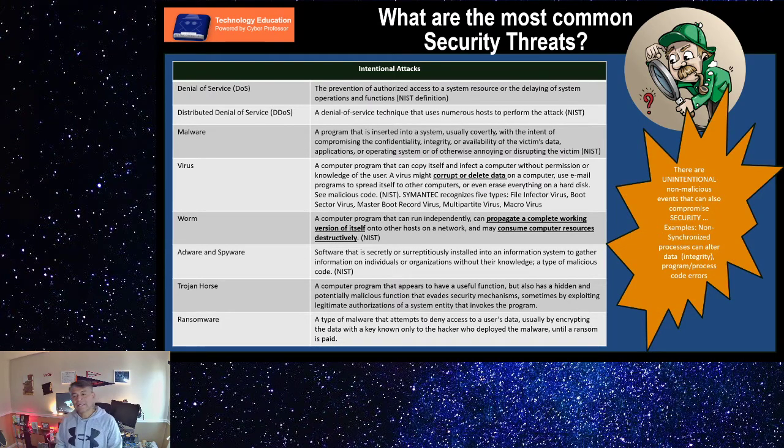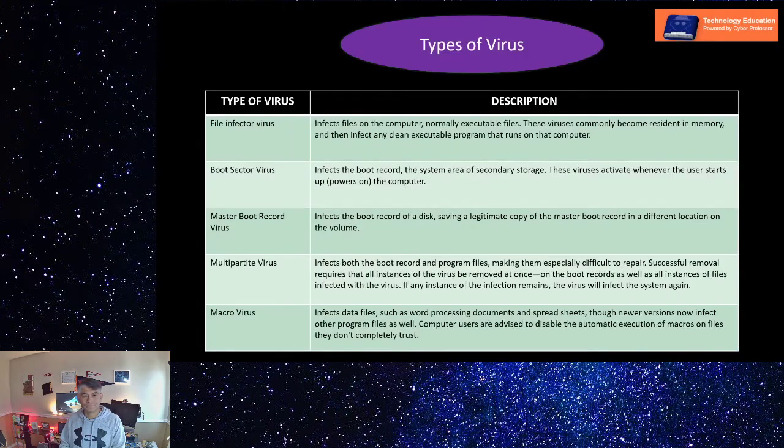Finally, there are unintentional, non-malicious events that can also compromise the security of the operating system. Examples include non-synchronized processes that can alter data and the integrity of your asset, and program or process code errors that are typically part of any development process in the operating system applications.